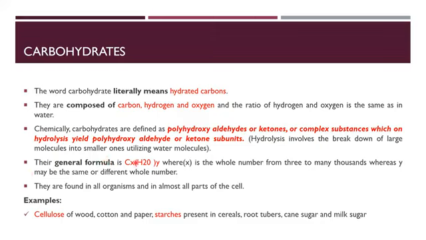Now, carbohydrates are found in all organisms and in almost all parts of the cell. Examples of carbohydrates include cellulose, which is present in wood, cotton and paper. The next example is starch, which is present in cereals and root tubers, and also cane sugar and milk sugar. So these are all examples of carbohydrates. In this slide, we studied the composition and the literal meaning, we defined carbohydrates chemically, and we studied their general formula and their examples.